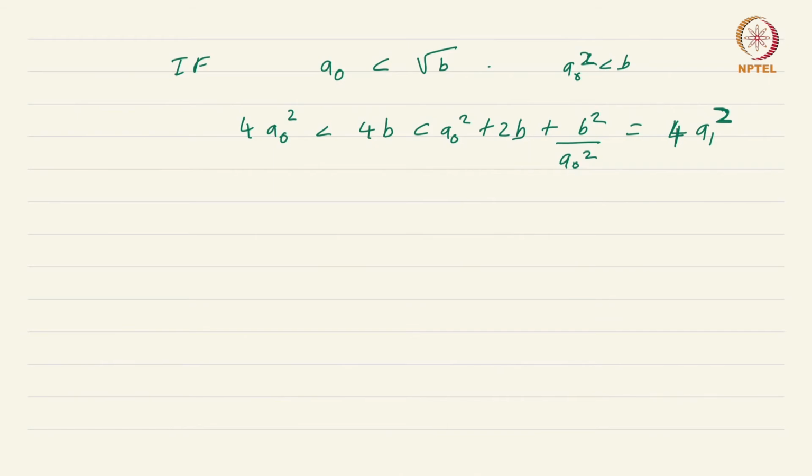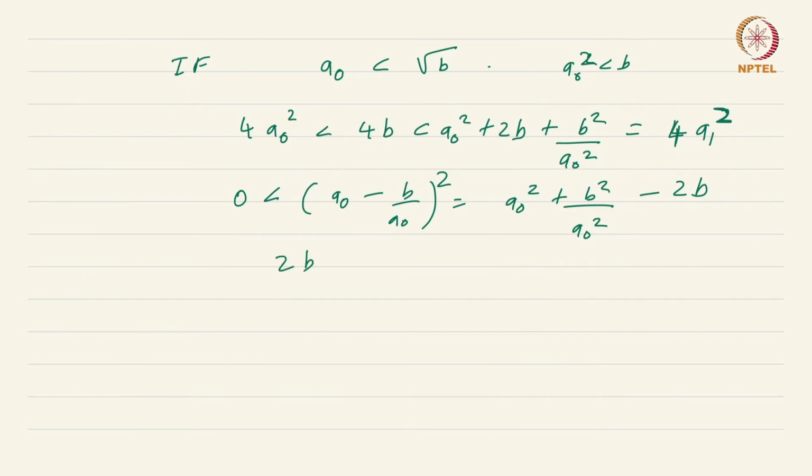Okay, so how does this follow? Well, this follows because 0 is less than a0 minus b by a0 squared, which is a0 squared plus b squared by a0 squared minus 2b, and this shows that 2b is less than a0 squared plus b squared by a0 squared. Okay, so we have plugged this, that 2b is less than a naught squared plus b squared by a naught squared, into this equation here. We have just substituted.